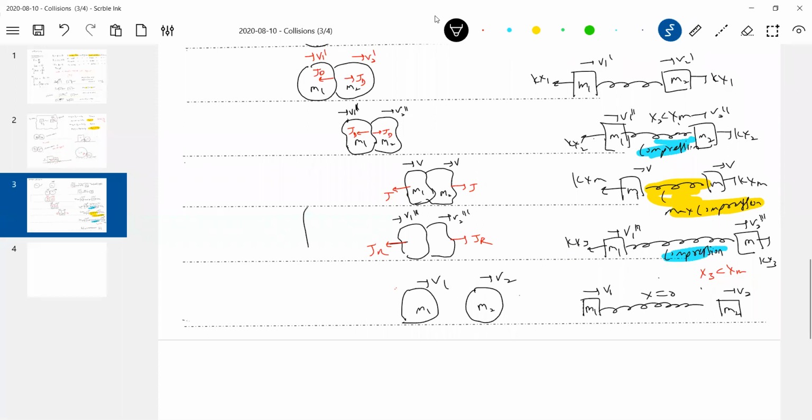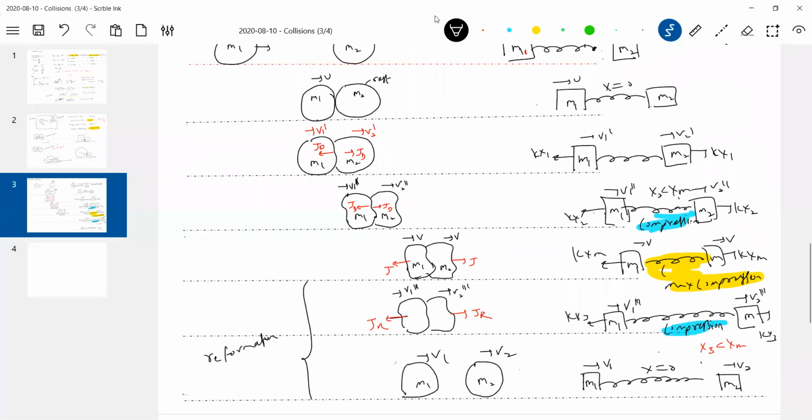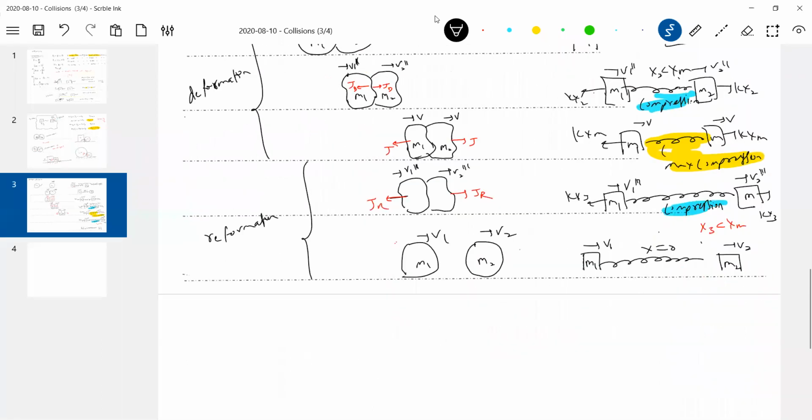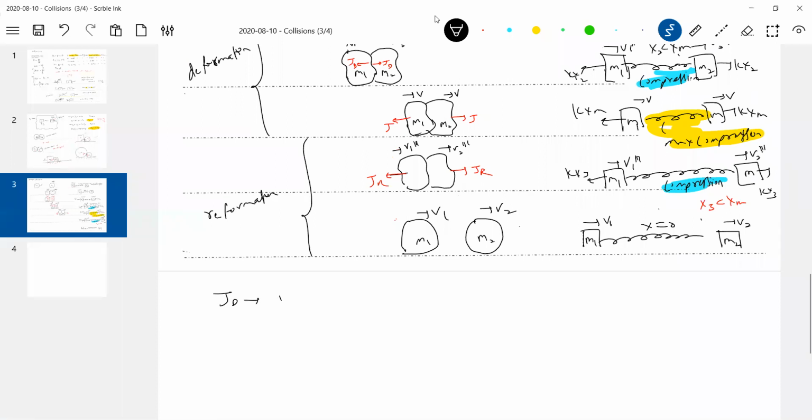All of this is what you can call the process of reformation. The above phenomenon you can call deformation. So what is JR and JD? JD is the impulse of deformation. And what is JR? Impulse of reformation.